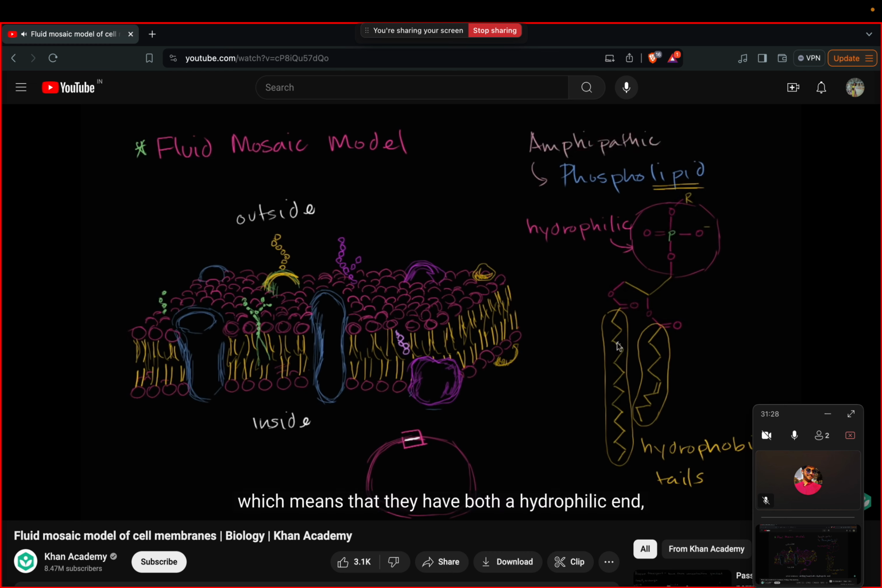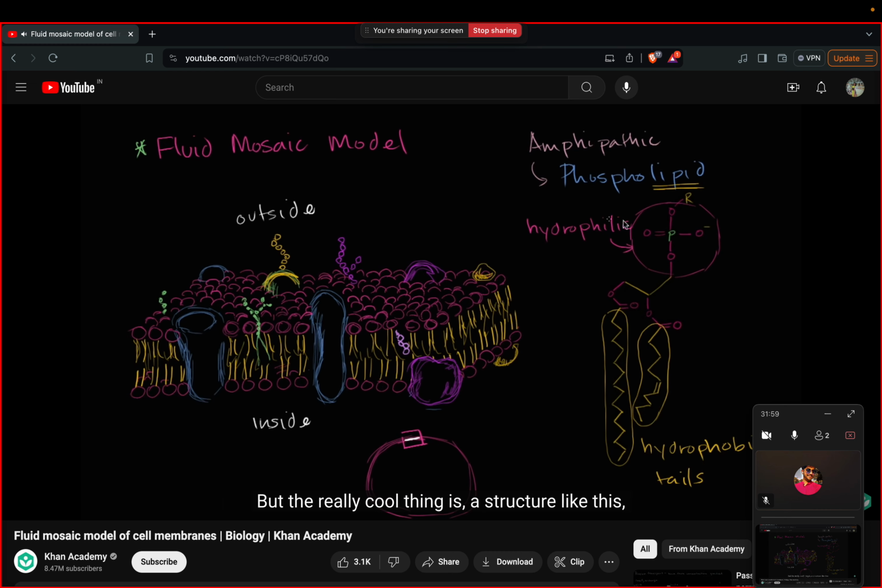which means that they have both a hydrophilic end, a part that is attracted to water, and a hydrophobic end that is not attracted to water. And hopefully that starts to explain why they organize themselves in this way. Because you can imagine the hydrophilic heads are going to want to be where the water is, which is going to be either outside the cell or inside the cell. And the tails are hydrophobic. The water is going to go away from them, or they're going to go away from the water. And so they're just going to face each other, and they're going to be on the inside of the membrane.